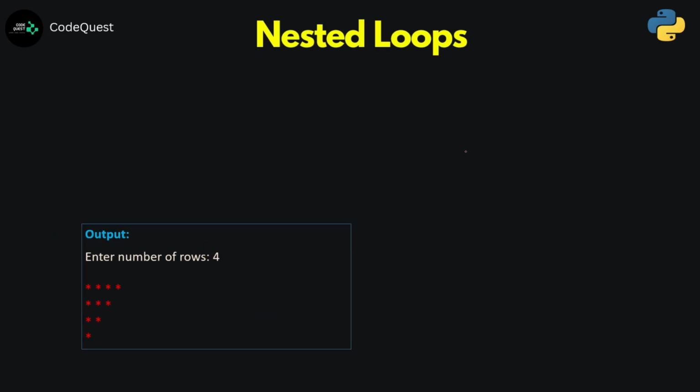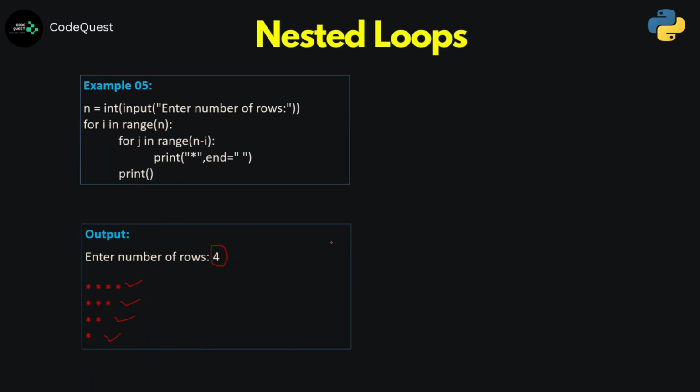Now let's see another pattern. Here, we have supplied the number of rows to be 4. So we want a pattern of this kind where the first row should print 4 asterisks, second one should print 3 asterisks, third row should print 2 asterisks, and the last row should print 1 asterisk. Now let's see what is the logic behind this.